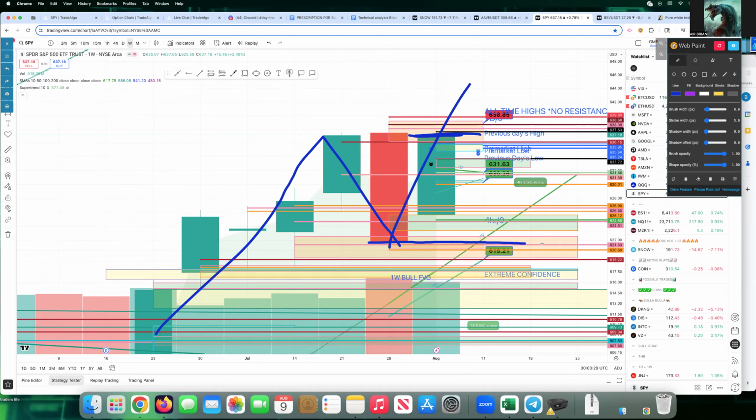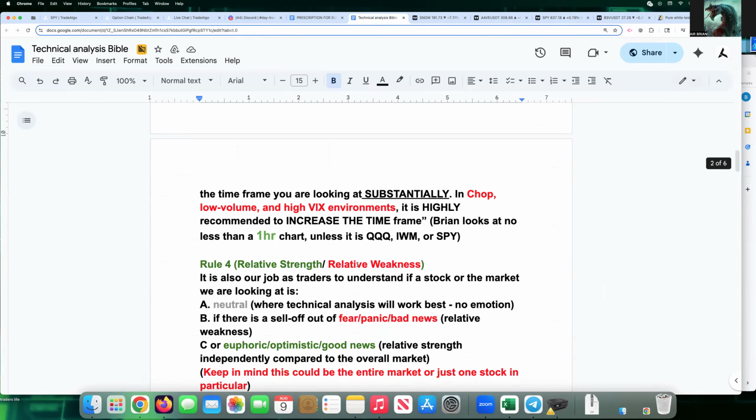As long as we don't get a candle close below 622-ish, a candle close beneath it, we're still in an uptrend. That looks like on the daily, it was just an impulsive drop from news, and news again throws our technicals out the window. That's rule 4 of the Technical Analysis Bible.